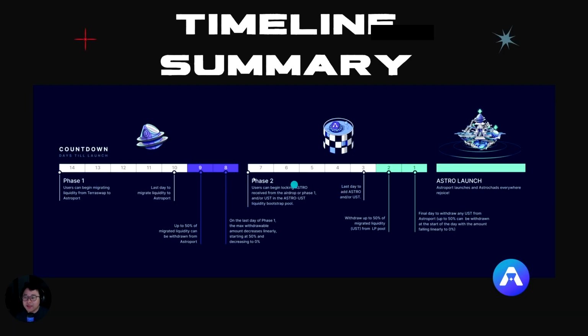If that wasn't clear, this is a timeline summary where you can pause the video to take a closer look. This video should be uploaded on this day itself, and tomorrow will be the last day where you can still withdraw as and when. On the second last day, the 19th of December, you can only withdraw up to 50%, and on the very last day, the maximum withdrawable amount decreases linearly all the way down to 0%, where you cannot withdraw anymore.